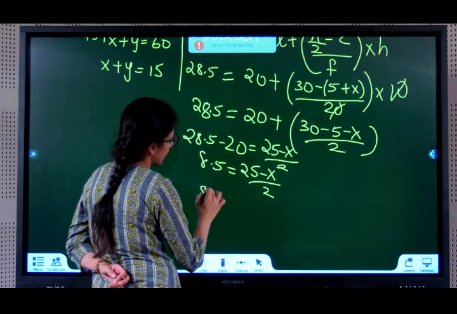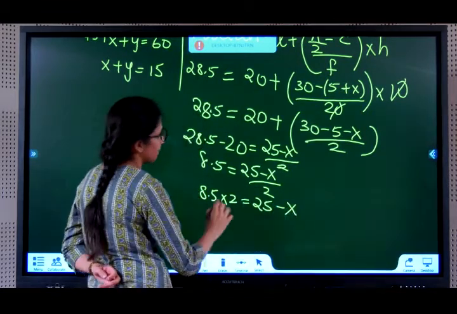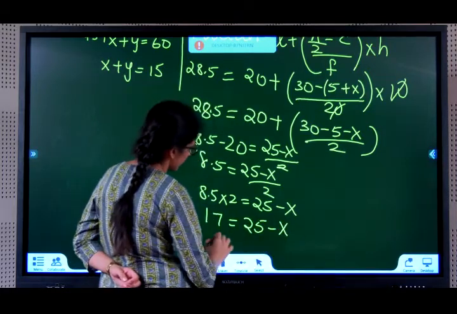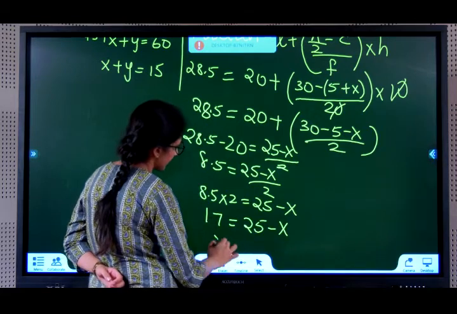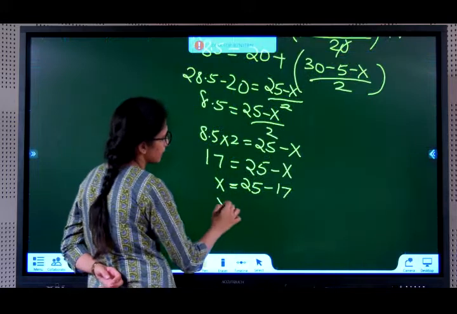Send the 2 up. 8.5 into 2 is equal to 25 minus x. 8.5 into 2 is 17, equal to 25 minus x. Send 17 this side, x this side. X is equal to 25 minus 17. X is equal to 8.